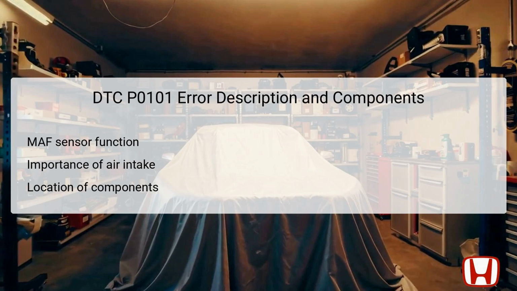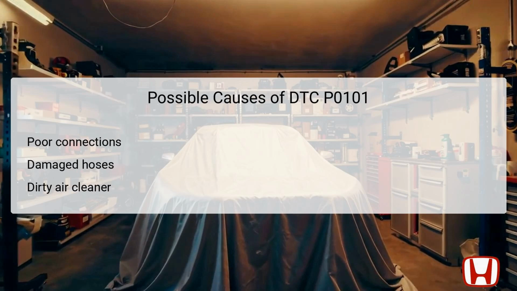Additionally, other components that need to function correctly include the positive crankcase ventilation, PCV hose, intake air duct, and the air cleaner. Any damage or malfunction in these parts could lead to inaccuracies in the MAF sensor's readings, causing the P0101 DTC to trigger. Understanding the importance and location of these components will aid in effectively diagnosing the issue at hand.